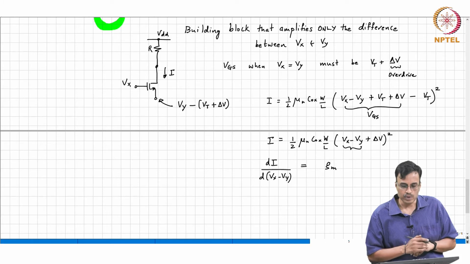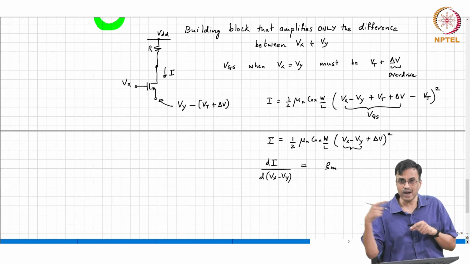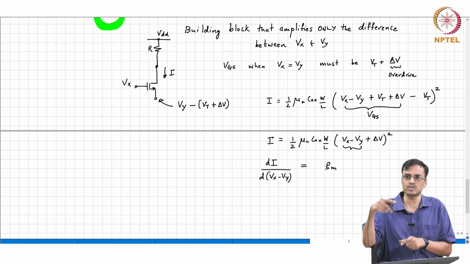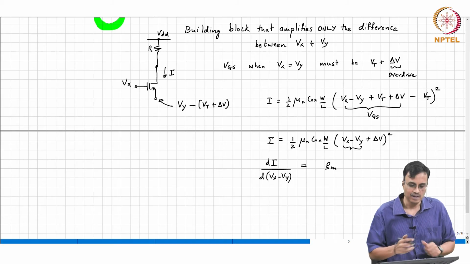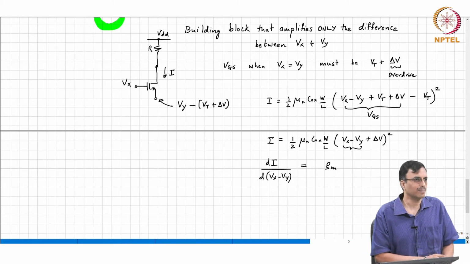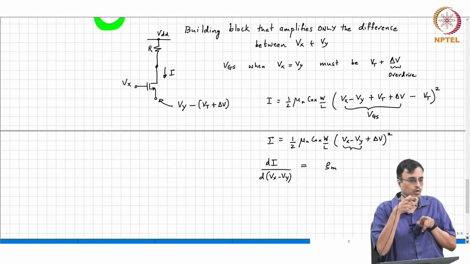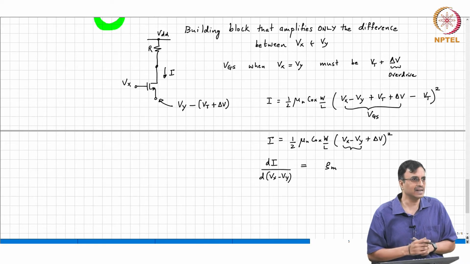Now, the question is, how do I generate from Vy the voltage Vy minus Vt minus delta V? What is the simplest single transistor circuit that you can think of? You put Vy there, what you want is Vy minus Vt minus delta V. What single transistor circuit can you think of that can accomplish this? In your mind, go over all the single transistor circuits that you know.